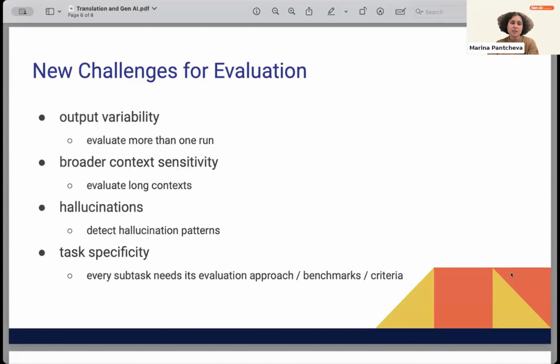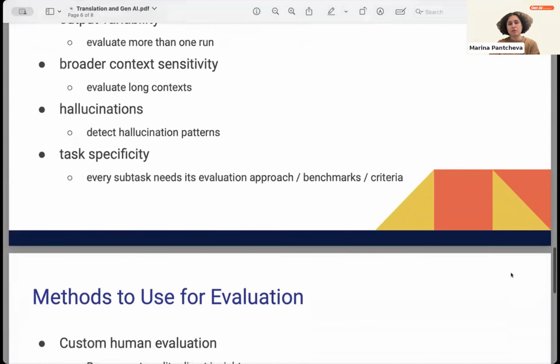And the last but not least, task specificity. Every subtask needs its evaluation approach and its benchmarks, its criteria, and so on. So we broaden our borders in machine translation and make more evaluation methods and benchmarks for evaluation.